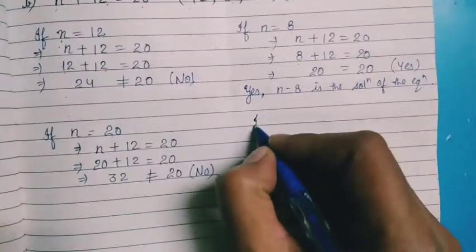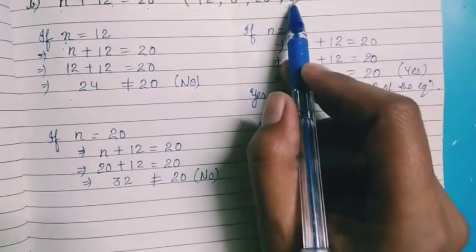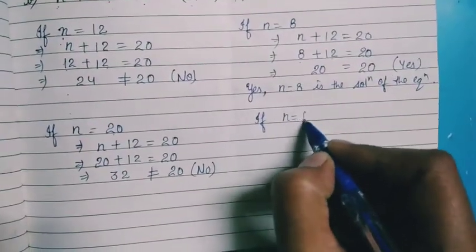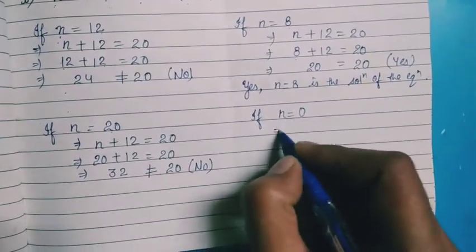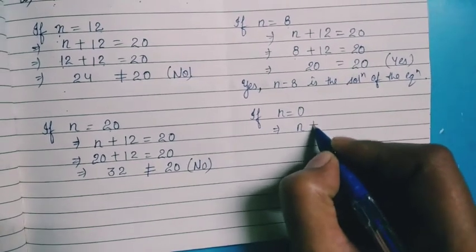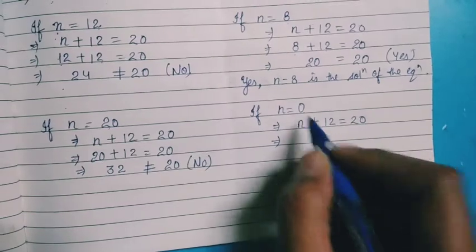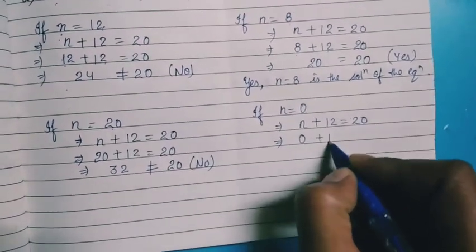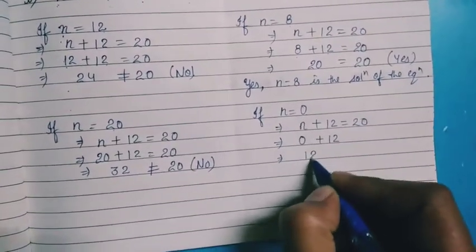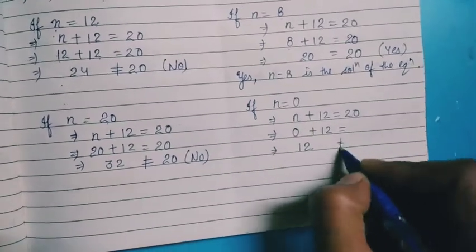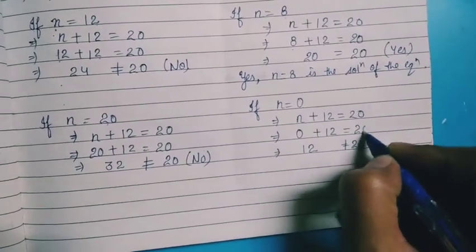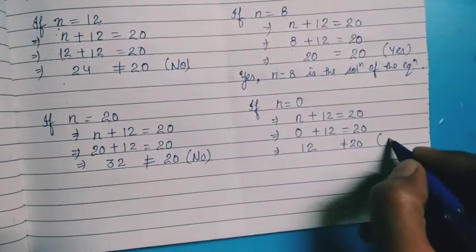And the last one tells us what to put in place of the variable: 0. In the equation n plus 12 is equal to 20, in place of n if we put 0, then 0 plus 12 is simply 12, which is not equal to the right side of 20.